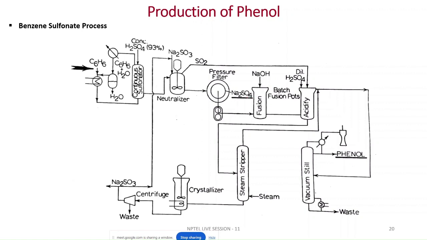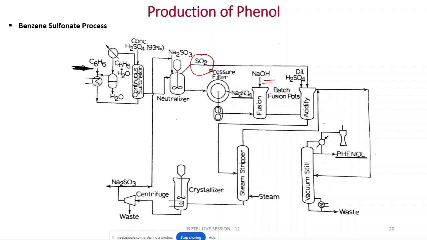and from here Na2SO4 is separated. The product is then taken to the fusion process, where it is reacted with NaOH at a temperature of 300 degrees Celsius, and then to the acidification reaction, where diluted H2SO4 is used, and the SO2 is also used in the acidification reaction.